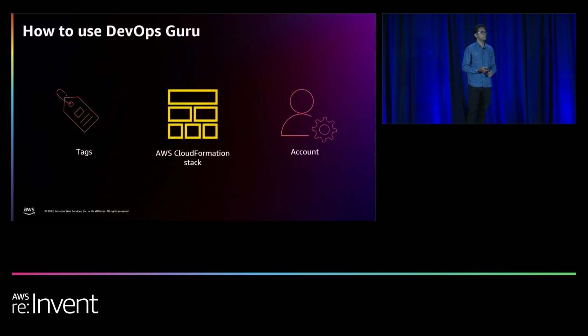So how can you get started with Amazon DevOps Guru? There are a couple of ways you can do it. You have to define an application boundary for your application so that Amazon DevOps Guru can start collecting logs and metrics and show them together in a single dashboard. And you can do it either using tags or you can define the application boundary using an AWS CloudFormation stack. And if you want, you can also enable Amazon DevOps Guru for your entire AWS account so that it starts collecting logs and metrics for all the resources you have deployed in your AWS account.